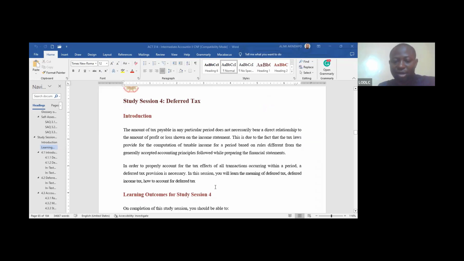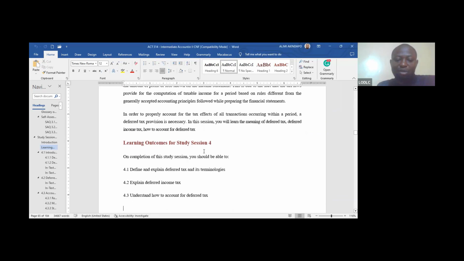Okay. So now let us move to the manual properly. In order to properly account for the tax effect of all transactions occurring within a period, a deferred tax provision is necessary. In this session, you will learn the meaning of deferred tax, deferred income tax, and how to account for deferred tax. Having completed this topic, we should be able to do the following.